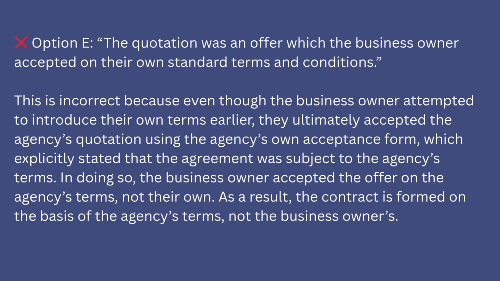Option E. The quotation was an offer which the business owner accepted on their own standard terms and conditions. This is incorrect, because even though the business owner attempted to introduce their own terms earlier, they ultimately accepted the agency's quotation using the agency's own acceptance form, which explicitly stated that the agreement was subject to the agency's terms. In doing so, the business owner accepted the offer on the agency's terms, not their own. As a result, the contract is formed on the basis of the agency's terms, not the business's.